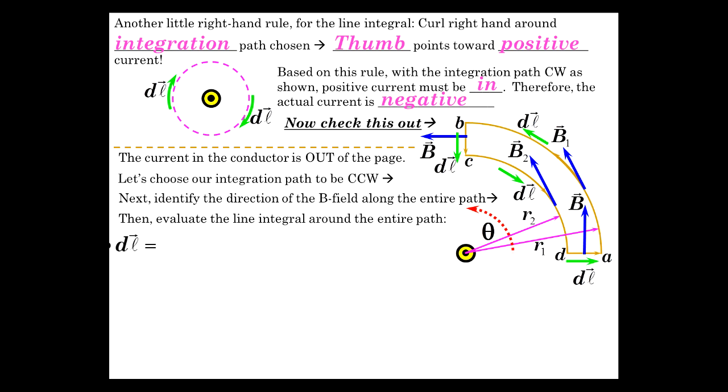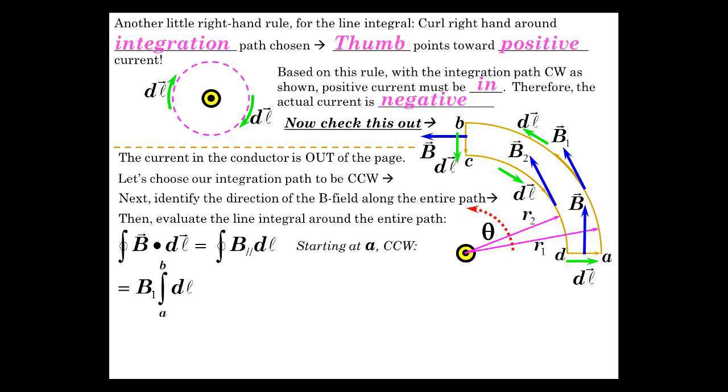So let's evaluate the entire integral around the path. We have to piecemeal it. Closed integral of B dot dl is the same thing as the closed integral of the B that's parallel with dl. So let's start at A and go all the way around counterclockwise. So we have B1, constant value, integral from A to B of dl, plus 0, because there is no parallel component of B with dl, from B to C, plus negative B2, integral C to D of dl, because the B field and dl are oppositely directed, and then 0 again, because they're perpendicular.